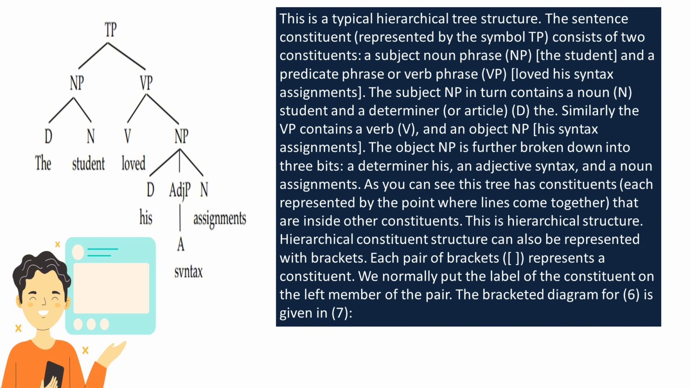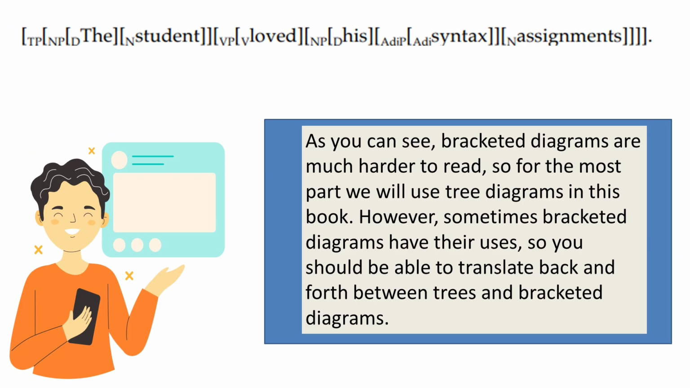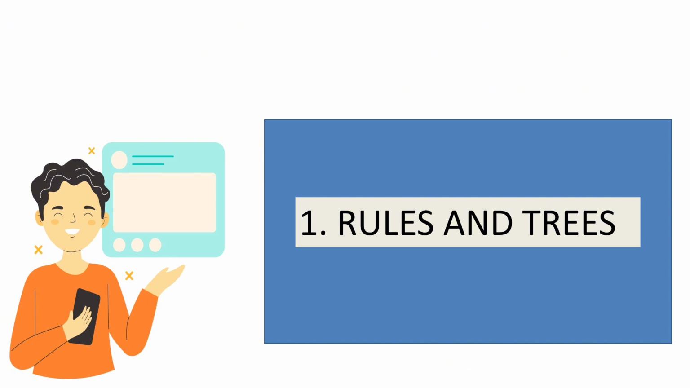We normally put the label of the constituent on the left member of the pair. The bracketed diagram for number 6 is given in number 7. As you can see, bracketed diagrams are much harder to read. So for the most part, we will use tree diagrams in this book. However, sometimes bracketed diagrams have their uses, so you should be able to translate back and forth between trees and bracketed diagrams. Now, we have the tools necessary to develop a simple theory of sentence structure.